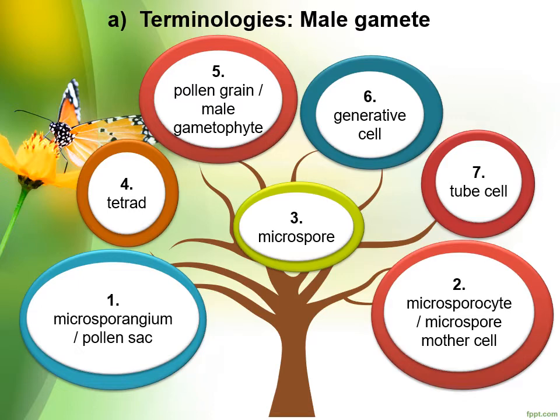The first one is microsporangium or pollen sac. Second is microsporocyte or microspore mother cell. Third is microspore. Fourth is tetrad. Fifth is pollen grain or male gametophyte. Sixth is generative cell. Seventh is tube cell.